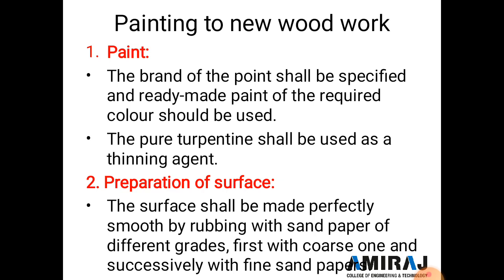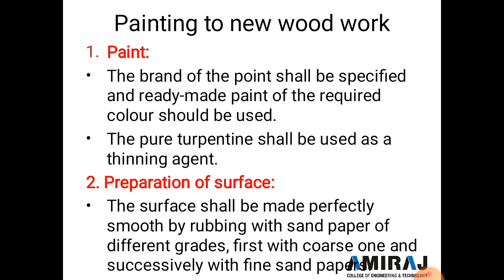Now the next topic we start is paint to new wooden work. Here we discuss the paint. The brand of the paint shall be specified, and ready-made paint of required colors should be used, and pure turpentine shall be used as a thinning agent.